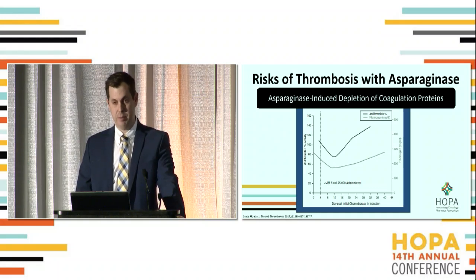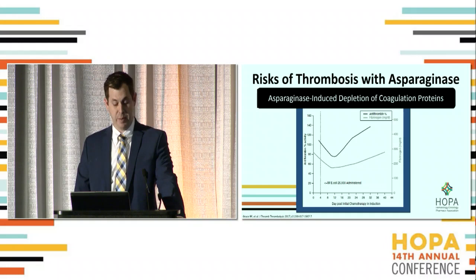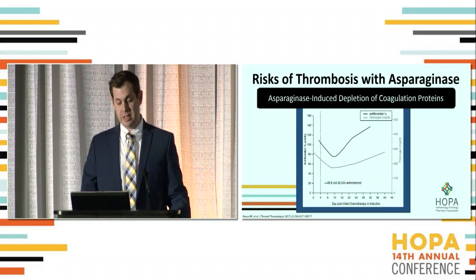VTEs can be precipitated by a decrease in fibrinogen and decreases in antithrombin 3, and asparaginase is known to deplete those factors. And your nadir typically occurs 2 weeks into induction.